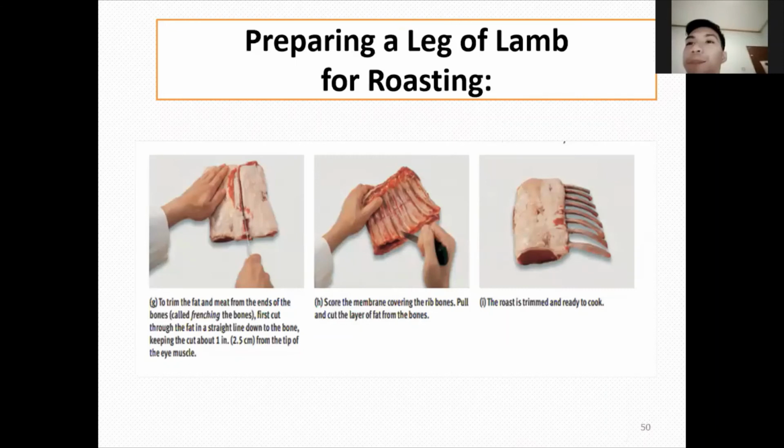Cut down to the bone, keeping the cut about 1 inch from the tip of the eye muscle. Next, score the membrane covering the rib bones. Pull and cut the layer of fat from the bones. Next, the roast is trimmed and ready to cook.